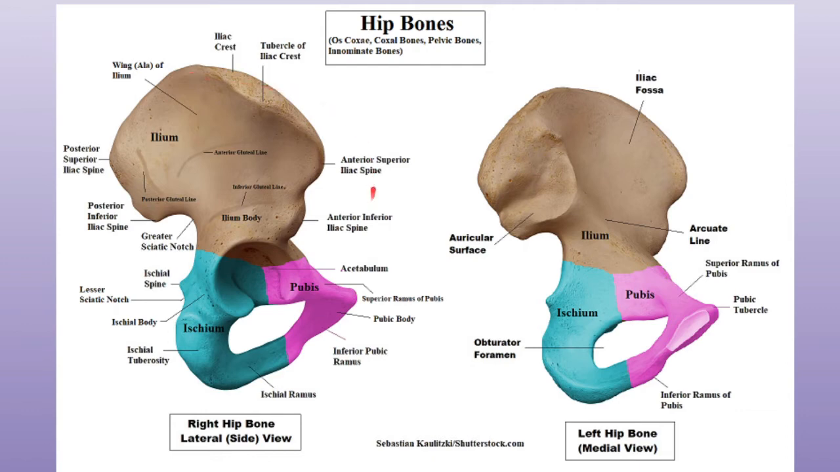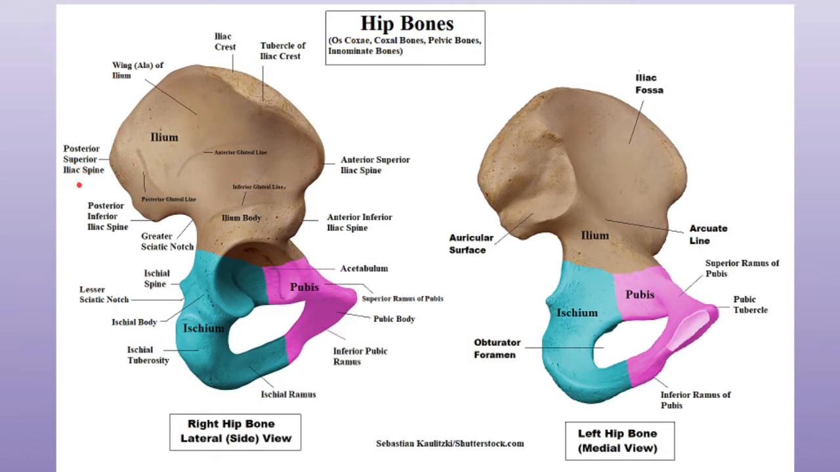Now the ends. At the anterior end of this iliac crest, we have the anterior superior iliac spine. This is a prominent landmark that is easily felt in the living also. You can easily feel this anterior superior iliac spine. Now the posterior part, of course, will have the posterior superior iliac spine.